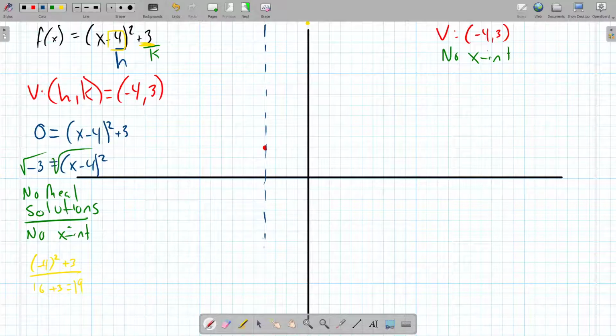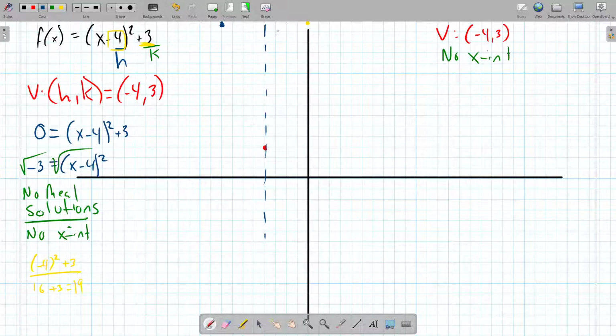There's the vertical axis of symmetry that goes through the vertex. If I have a point at 0, 19, the y-intercept, which is 4 away from the axis of symmetry, there should also be a point on the other side that's the same height but is also 4 away to make sure that this is symmetrical. So 1, 2, 3, 4. I'm just going to put it right here.